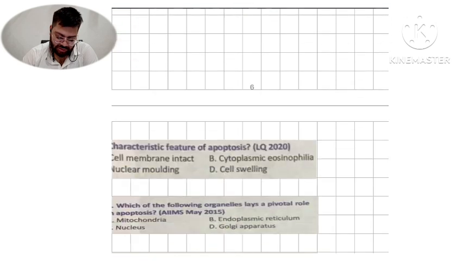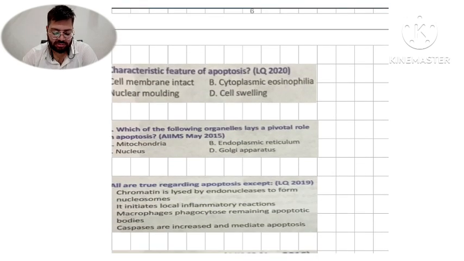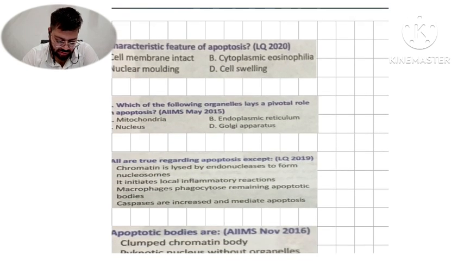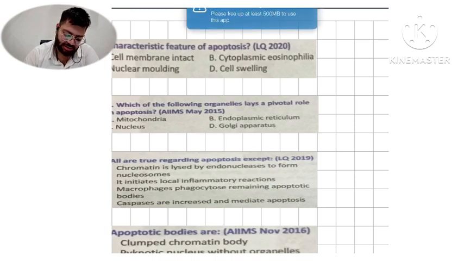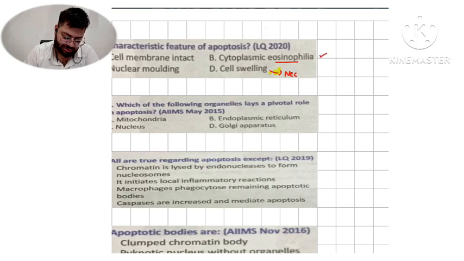Okay, let's do some questions. Characteristic feature of apoptosis: cell membrane intact, cytoplasmic eosinophilia, nuclear molding, cell swelling. Cell swelling is necrosis. Cytoplasmic eosinophilia, yes, it is there, but it is not characteristic. Nuclear molding, I don't know. You don't know, I don't tell you. Cell membrane intact is the answer.